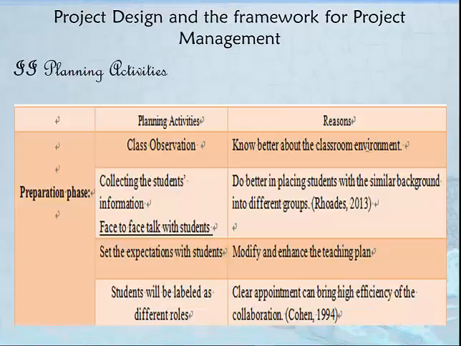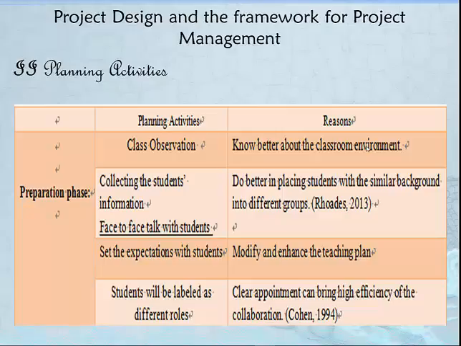During the preparation phase, there will be 4 main activities. To start with is the class observation, which could help me know better about the classroom environment at the very beginning and adjust the design to the authentic situation if necessary. Then comes collecting the students' information, which could help me place the students in suitable groups, and this could be conducted via face-to-face talks with the students. Meanwhile, it could stress the importance of participating in collaborative learning and also cultivate a good relationship between us, which could bring benefit to the whole process.